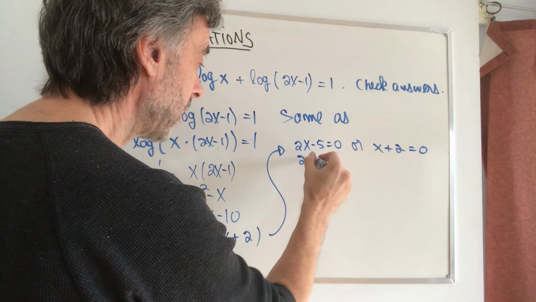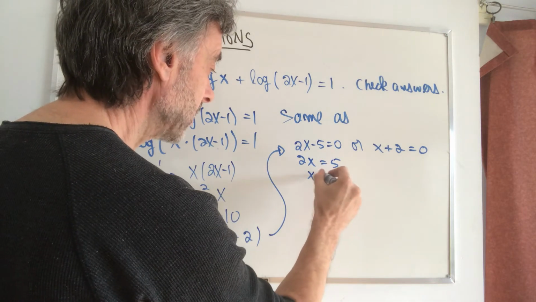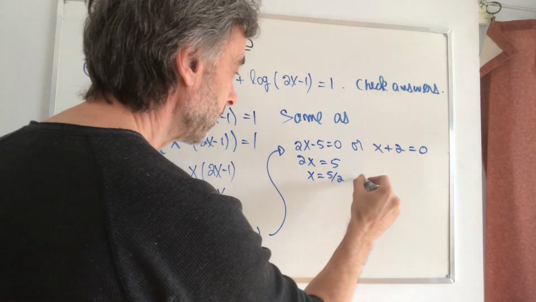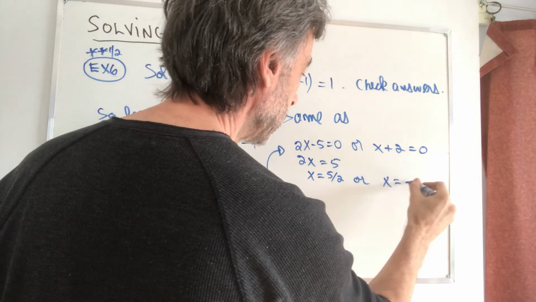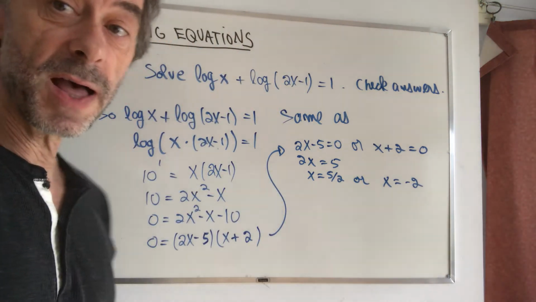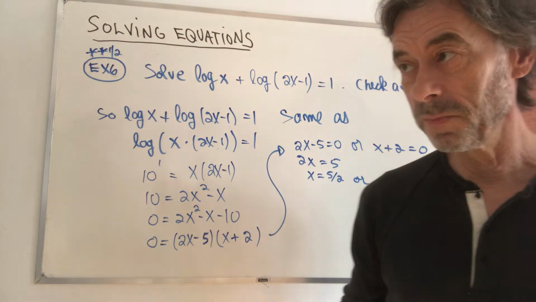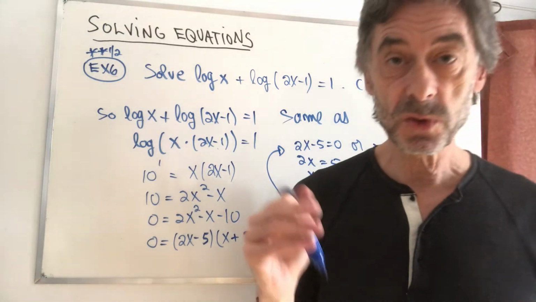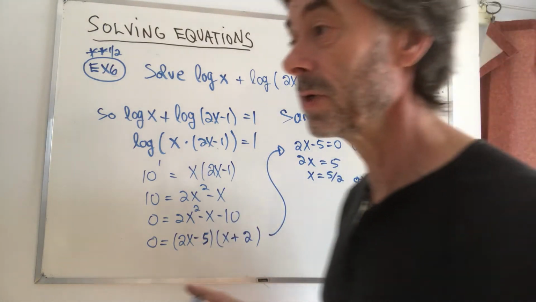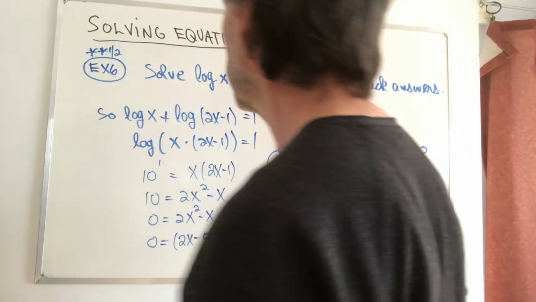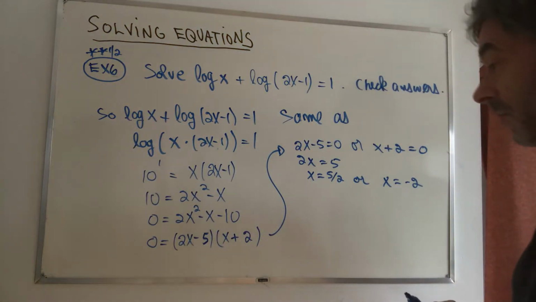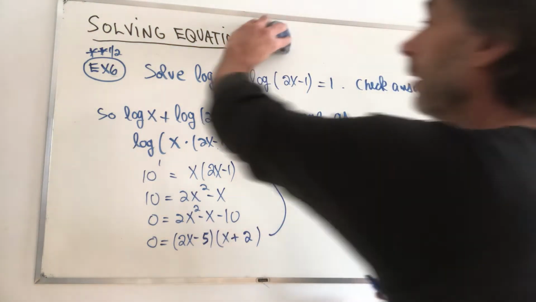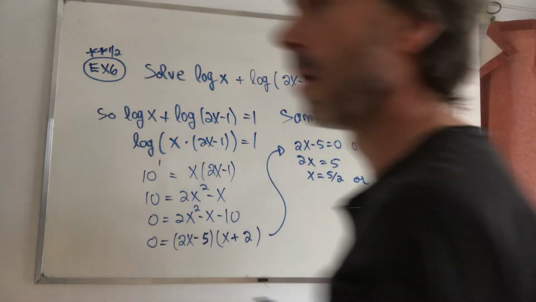This here means 2x equals 5, so x equals 5 over 2. And the other one is minus 2. I seem to have two answers to this problem. But if you remember, it says solve and check your answer. So we should check each of these answers, which we will do over here. Okay. Those whiteboards are so small. We have to cram a little bit here.